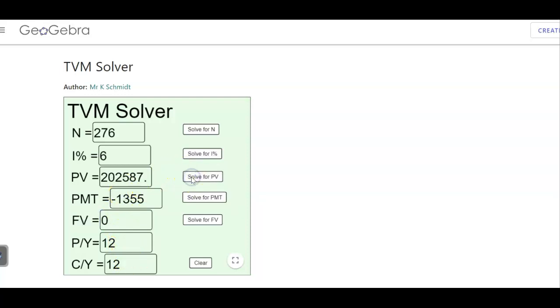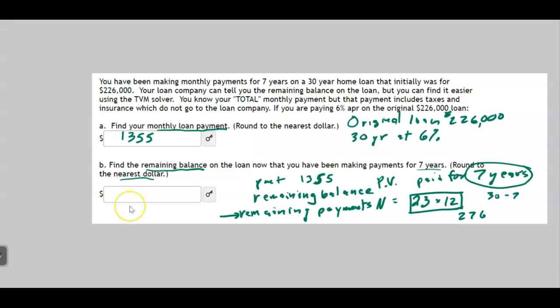So we solve for the present value, and there it is, $202,587. I don't need the cents, since we round to the nearest dollar. So it's $202,587. Okay, that is how you find the remaining balance on a loan. I hope this video was helpful.